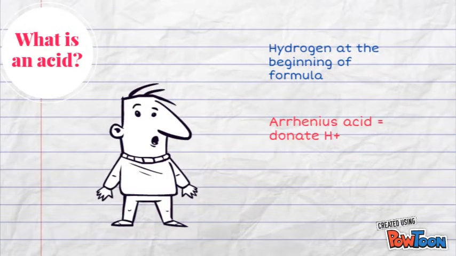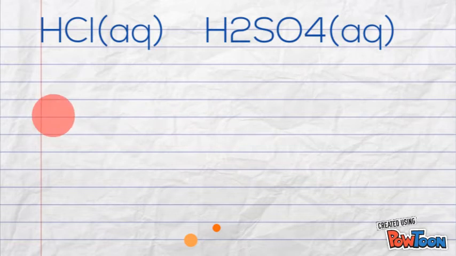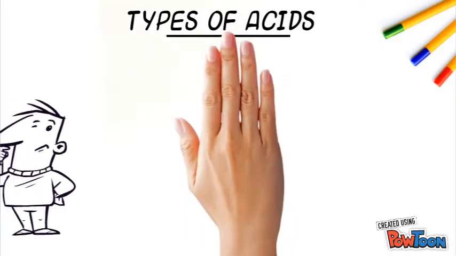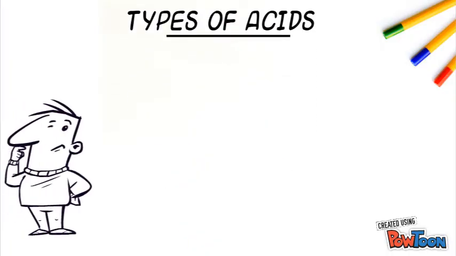A strong acid will dissociate or come apart completely. An acid also has to be in a solution with water, which is what we call an aqueous solution. When we write the formula for an acid, the hydrogen comes first. The subscript on the hydrogen depends upon how many hydrogens are needed to balance out the other part of the acid. The two categories of acids are binary acids and oxyacids.